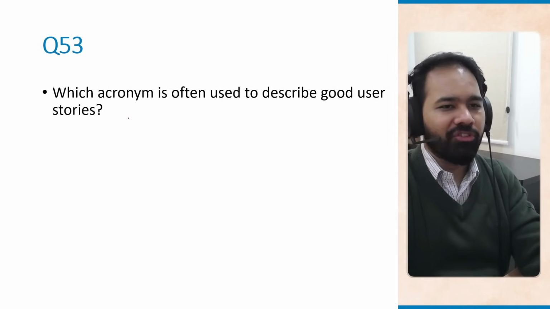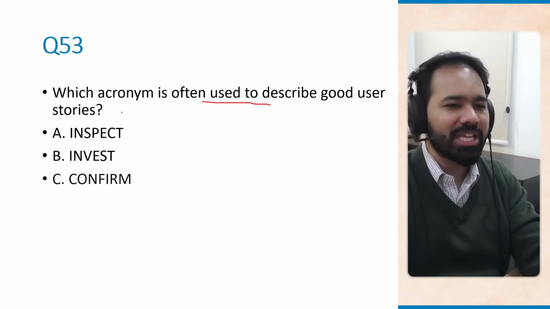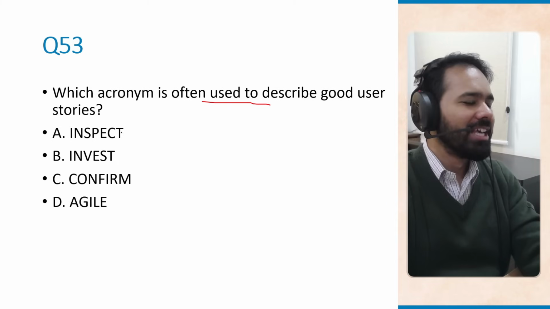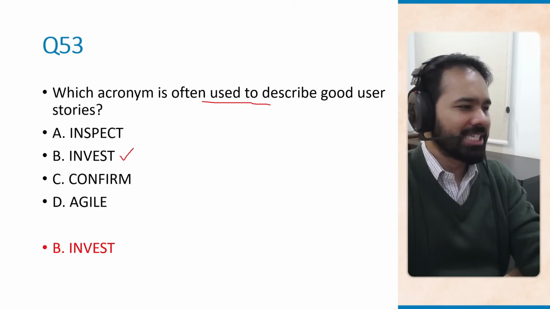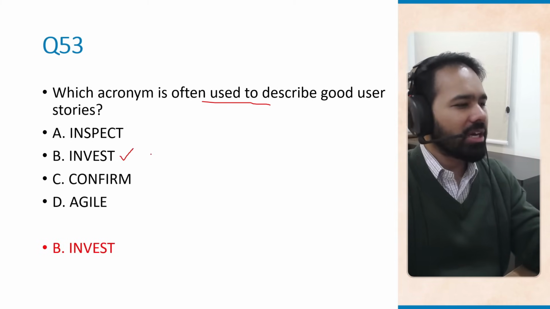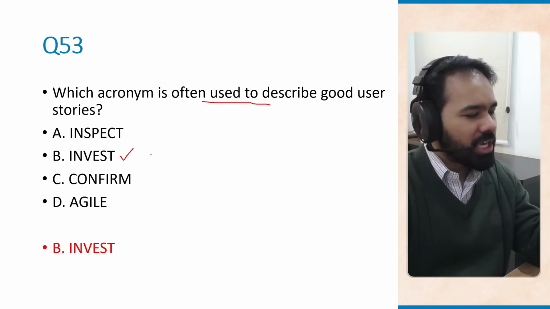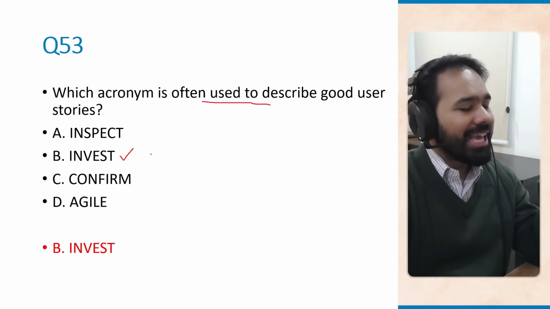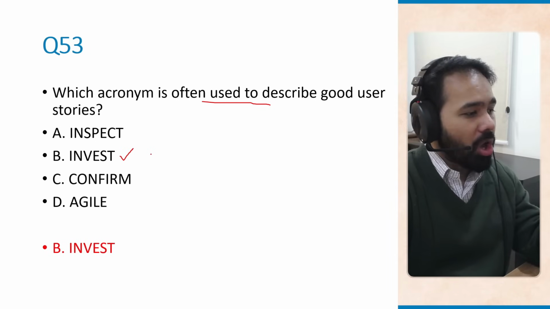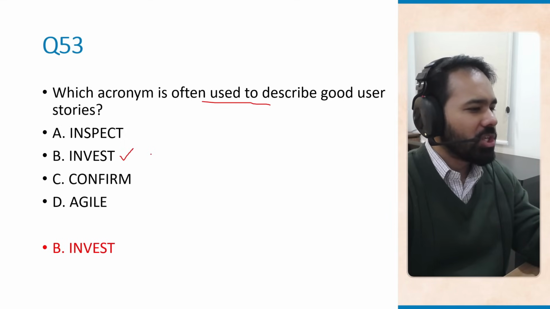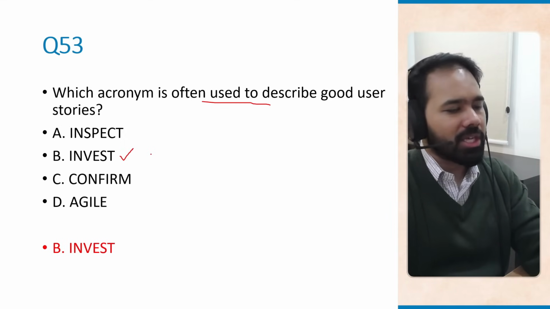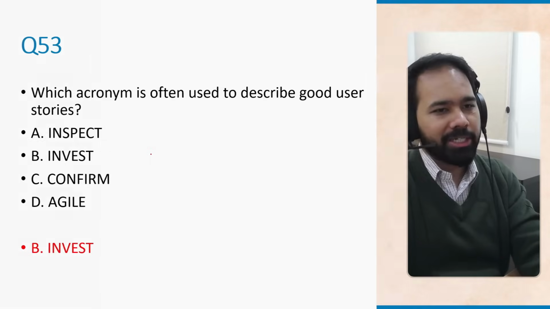Okay, question number 53. Which acronym is used to describe good user stories? Inspect, invest, confirm, agile. The correct answer is invest, because it stands for independent, negotiable, valuable, estimable, small, and testable. So invest is a quick checklist to ensure a story is ready for development.